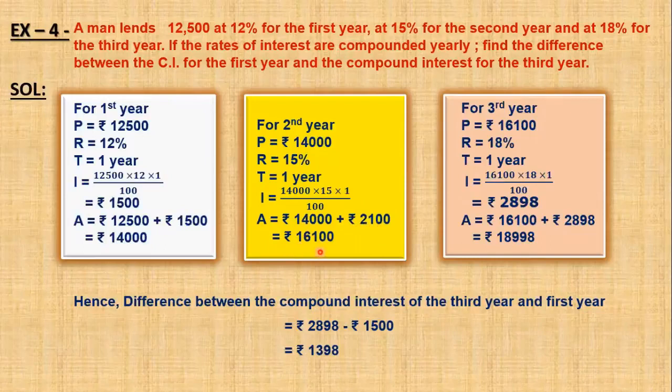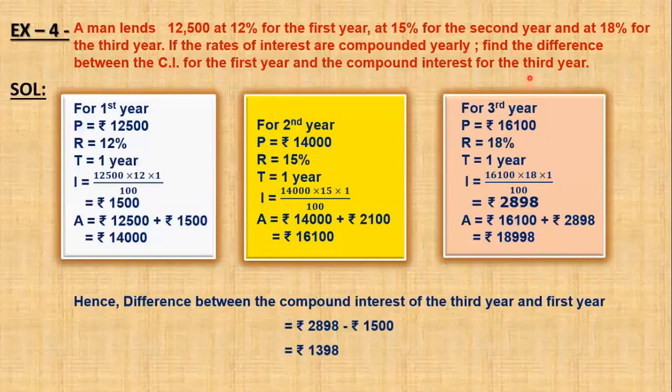Now this amount will act as principal for the third year. So for third year, principal is rupees 16,100, rate 18%, time 1 year, and interest PRT upon 100 will give 2,898. So amount at the end of third year will be rupees 16,100 plus rupees 2,898. That will give rupees 18,998.